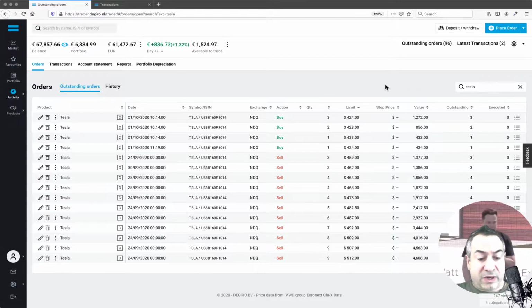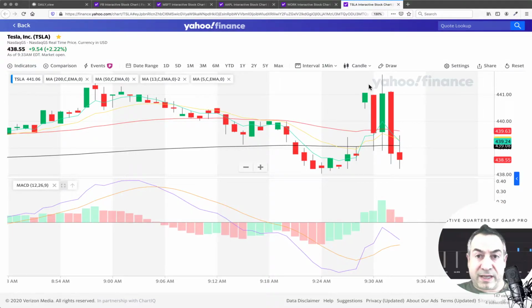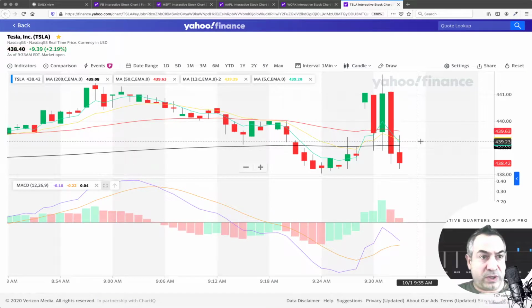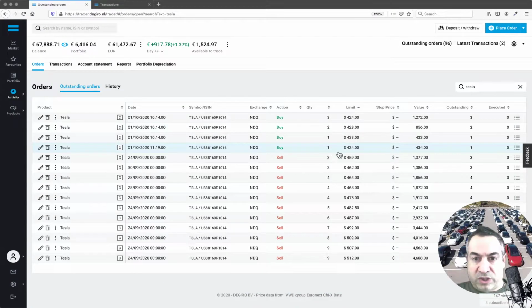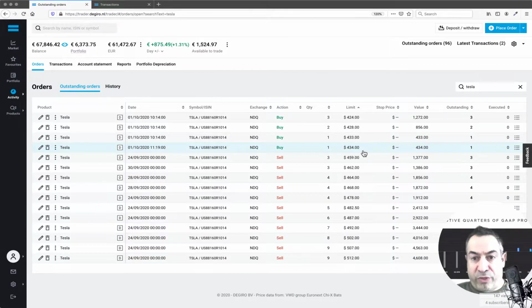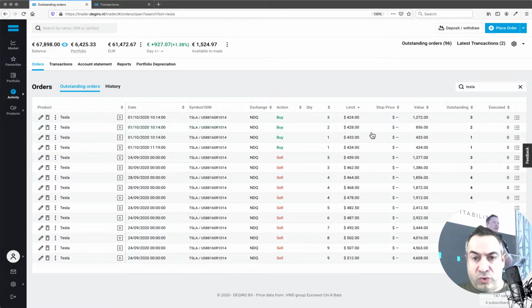So let's go back and check how is Tesla doing. Starting to go down, so 439, which is almost opening. 439, that's the price we sold for, more or less. So the idea would be to buy at 434, which was 1% low, down from opening price. And 433, I put that one to play with it. So we'll see. As the stock moves, we'll adapt these two.